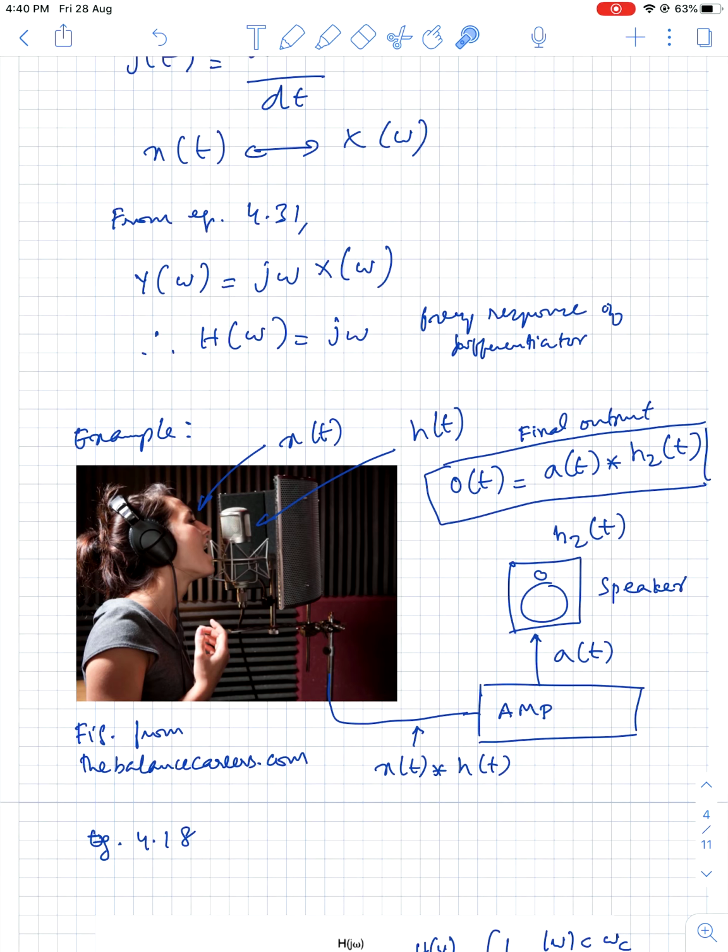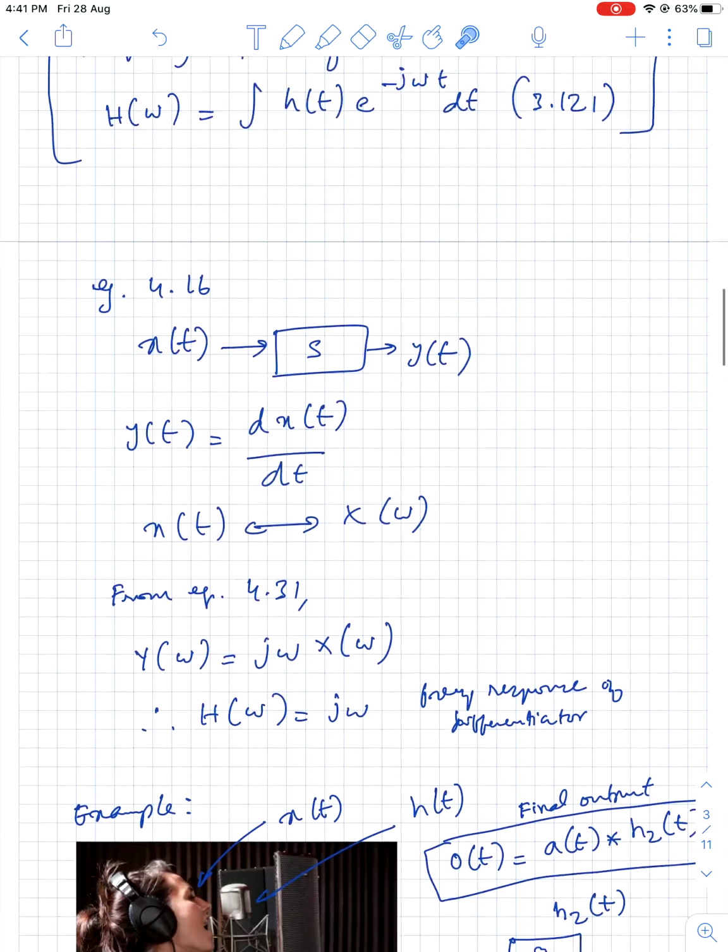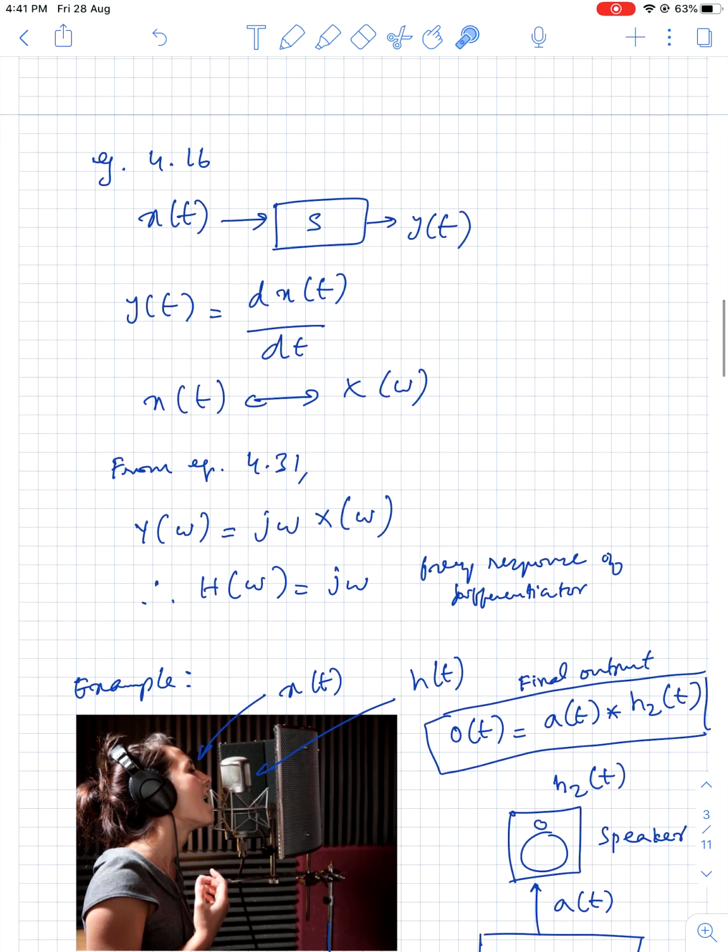But if you take the Fourier transform of the voice, the Fourier transform of the mic, then this becomes a multiplication. This becomes X of omega, H of omega, and this becomes A of omega multiplied by H2 of omega. This will be the Fourier transform O of omega. Now, if you want to get the output, you take the inverse Fourier transform. So, if the operation between a signal and a system can be modeled by a convolution, then you can use the convolution property of the Fourier transform to determine the input and output relationship.